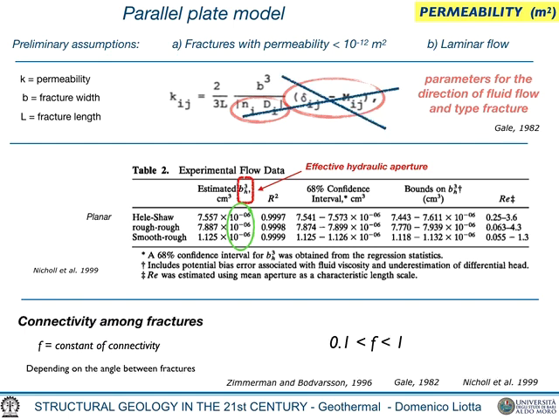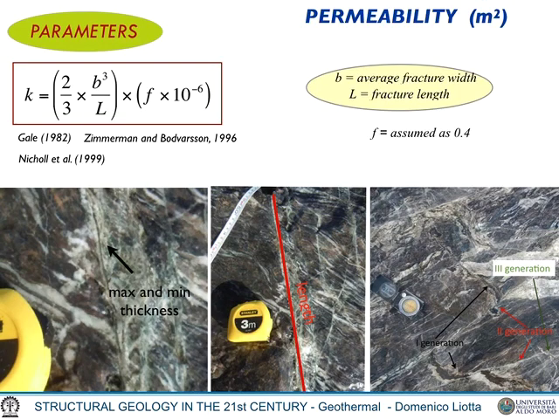Okay, so then the other parameter that we need is the connectivity among fractures. This connectivity could range between 1 and 0.1. 1 is the perfect connectivity, 0.1 is the worst. So we can choose a parameter in the middle, 0.4. So our initial equation is therefore modified as follows. Permeability depends on width and length of the fractures, multiplied by a factor of connectivity, assumed at 0.4, and then 10 to minus 6. So it implies that average fracture width and fracture length can be measured in the field.